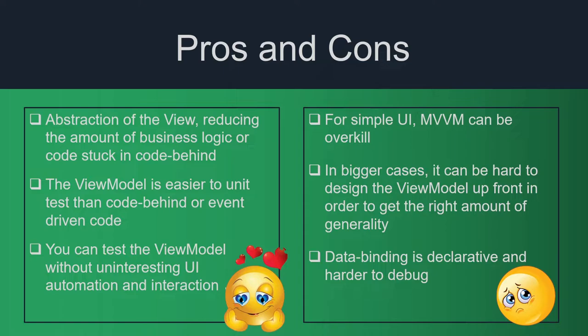Some cons of using MVVM would be that if you want to build a simple UI, you don't need to complicate your life with the data bindings that MVVM brings. Also, it can be difficult to design the view model from the start when working on a large project, in order to get the right amount of generality. And finally, the data binding is quite hard to debug if you need to do that.